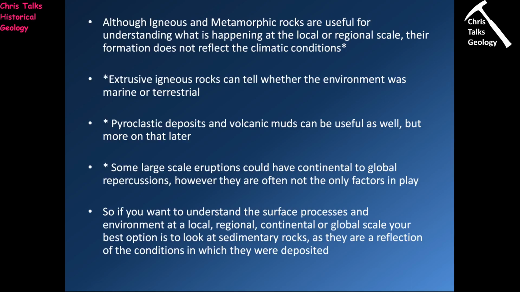Igneous and metamorphic rocks are useful for understanding what's happening at a local or regional scale, especially in the subsurface. However, their formation does not reflect climatic conditions. There are a few occasions where igneous rocks can be somewhat helpful in gauging what was going on at the surface of the Earth, but they're pretty few and far between. Examples would be an extrusive rock, like a lava flow, especially a mafic lava flow like a basalt.